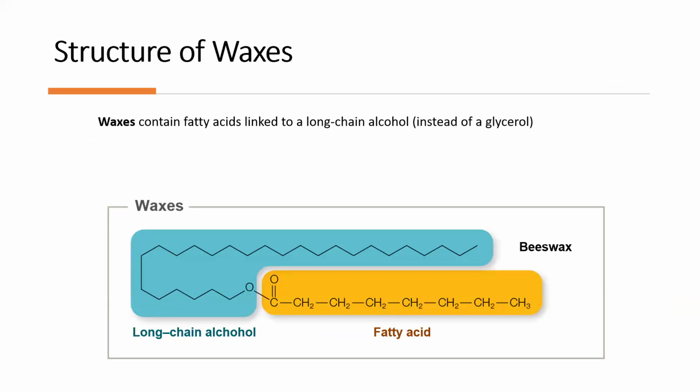We can also have a type of lipid called a wax. This, for example, is beeswax. You get this fatty acid connected to this long alcohol chain, all right? And so this long chain alcohol takes the place of glycerol, and that's basically what's going to give you your wax substances.